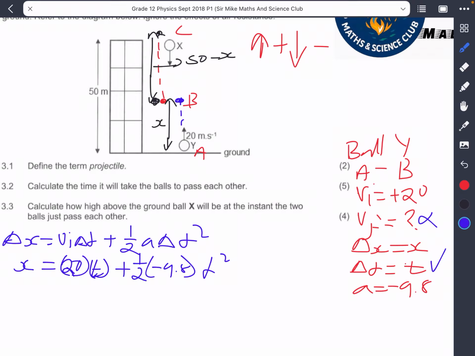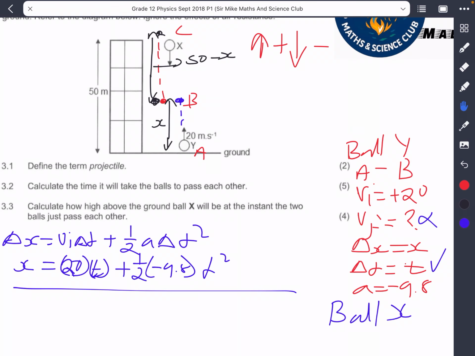So this would be the equation that I get when I gather the data between point A and B in relation to object Y. I'm just going to leave that as it is, and look at the information that I have regarding ball X. So for ball X, I know that between point C and B.